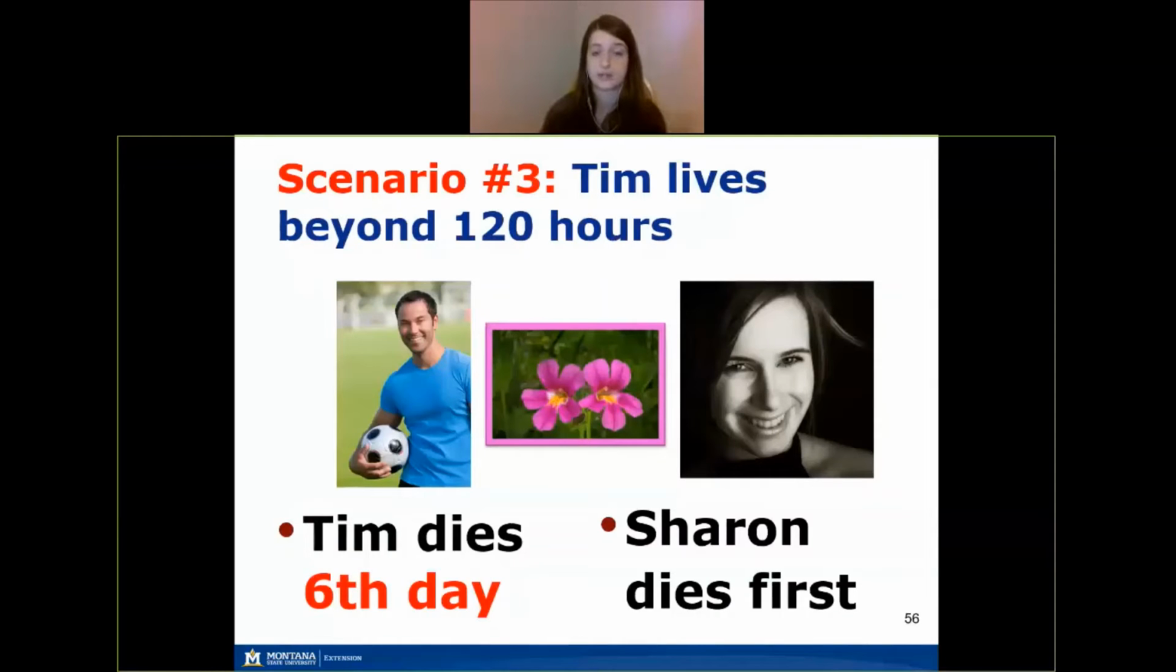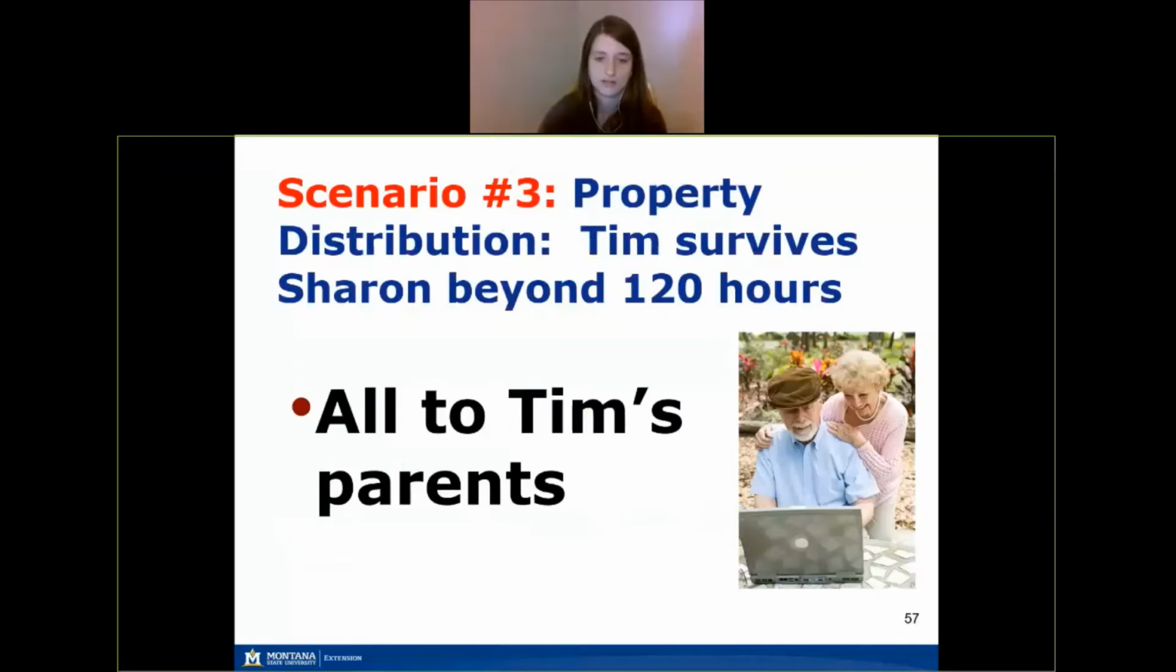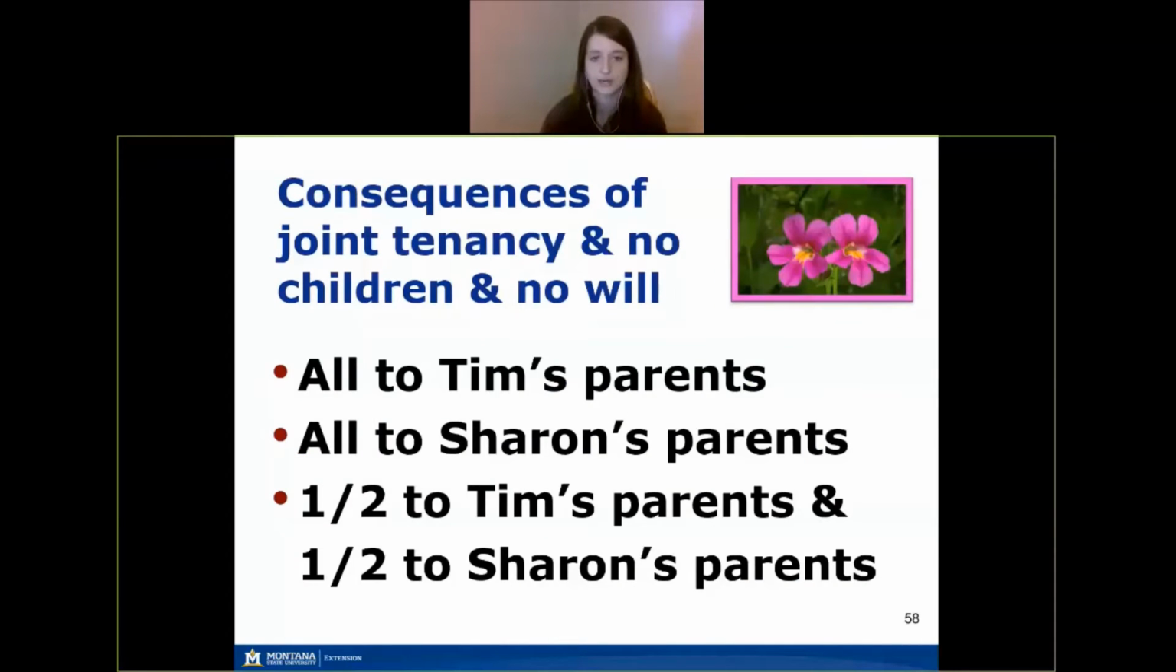So, scenario 3, let's say Sharon is the one who passes away the day of the accident, and Tim survives another 6 days, so he lives beyond the 120 hours. You can probably guess what the answer is here. All of it would go to Tim's parents. So that 120-hour rule is a big deal with joint tenancy.